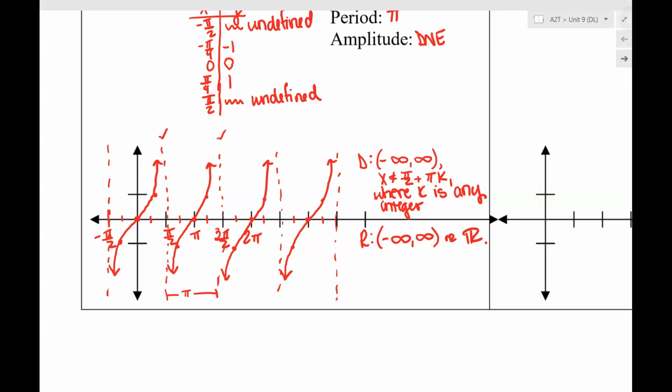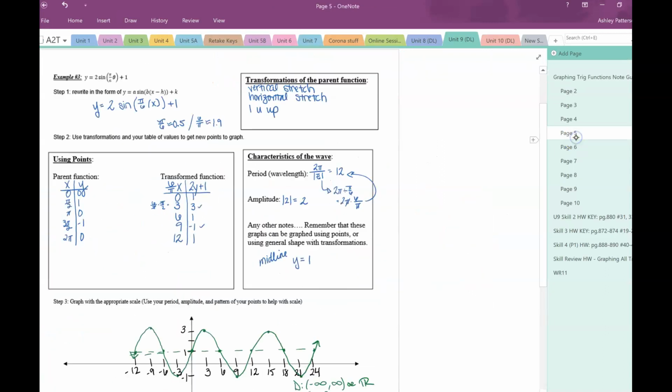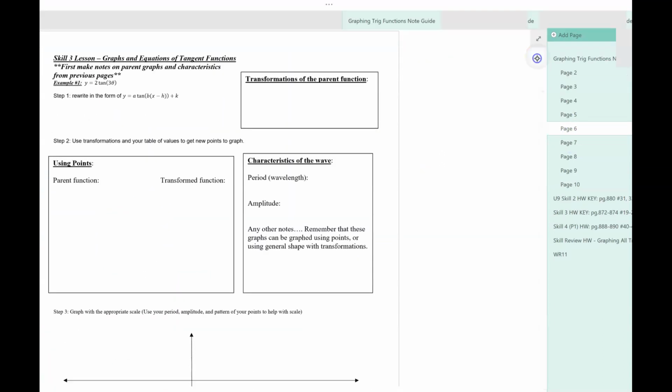Beautiful. All right, let's transform it. Let's do it. Page 5? Nope, page 6. Here we go.